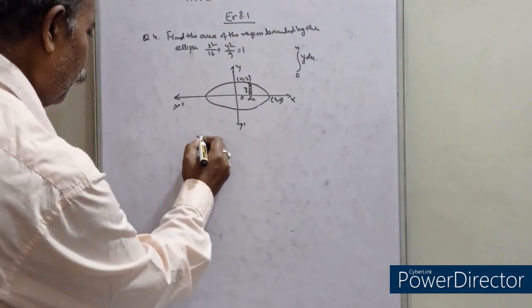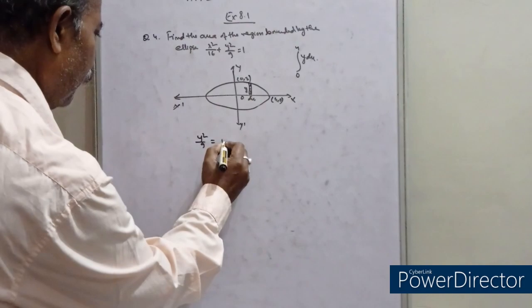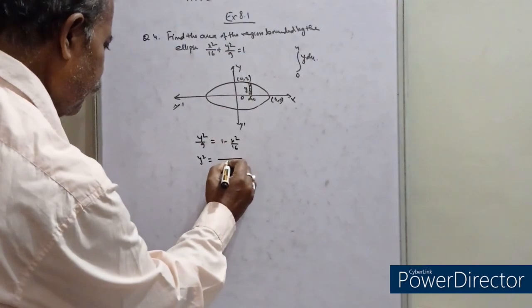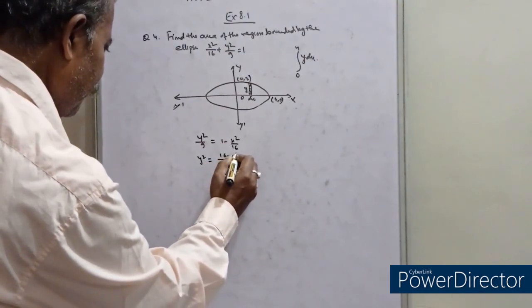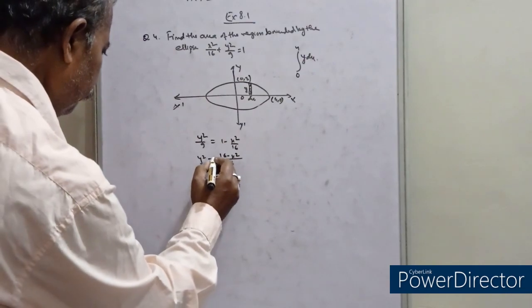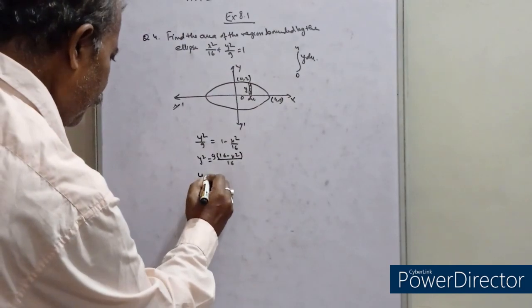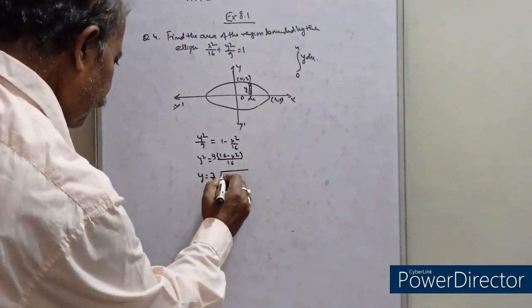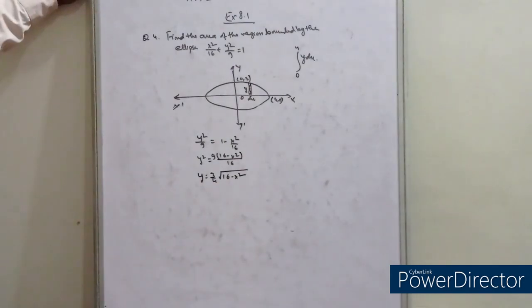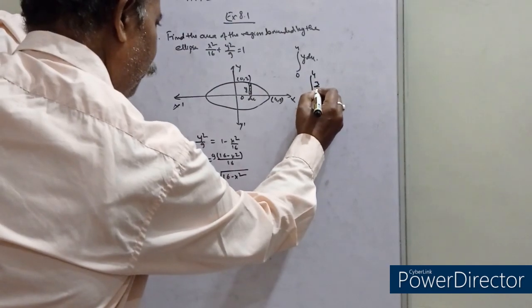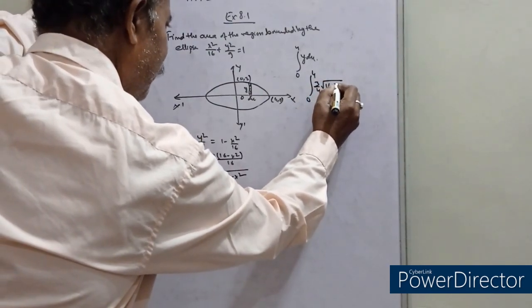So y square by 9 is equal to 1 minus x square by 16. So y square will be equal to 9 times (16 minus x square) by 16. So y will be equal to 3 by 4 root over 16 minus x square. So what I am going to do here is place the integral from 0 to 4 of 3 by 4 root 16 minus x square dx.